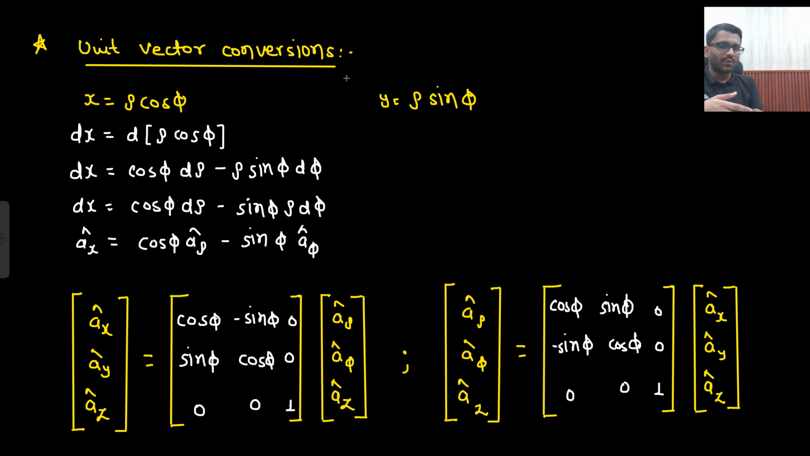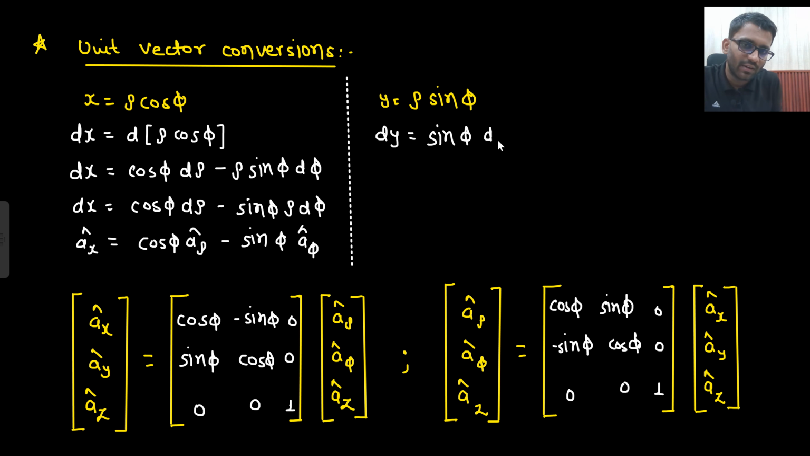But in the examination you are going to use these two formulas and make this matrix, and there is no harm in making it, because you also need to know how to solve the problems in the examination. Only concept is not important; scoring marks is also important. So that we will develop here. How will I write down dy? Again I will need to do the partial differentiation. How will I do it? Sin phi as it is, d rho.